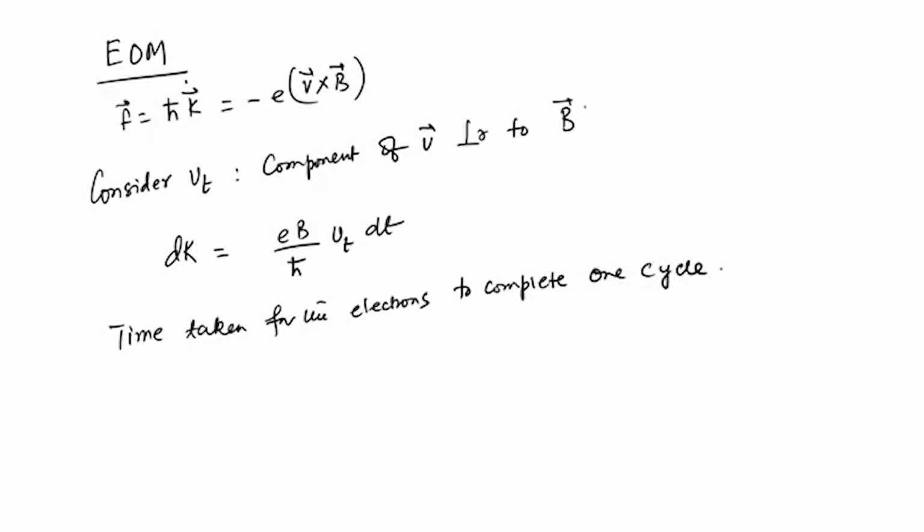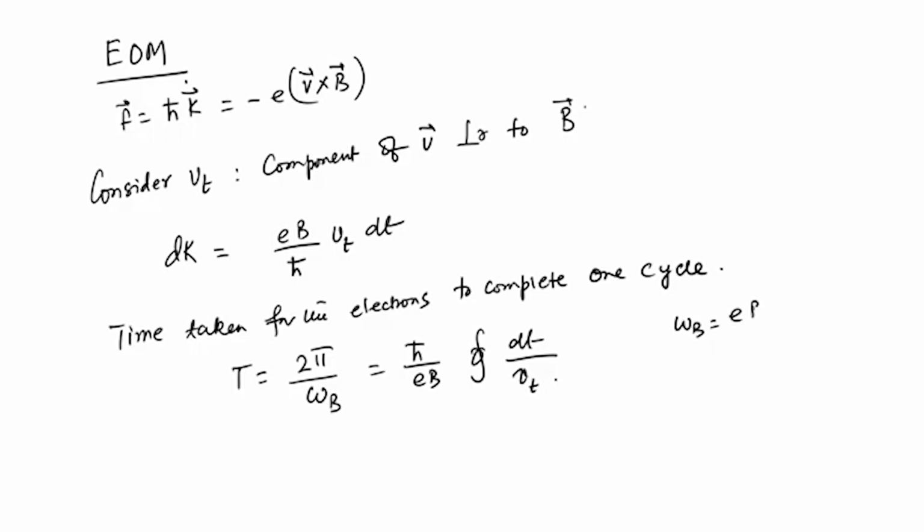And so the time taken for the electrons to complete one cycle is given as T equal to 2 pi over omega_B, and this is h cross over eB, and this is dk over v_t. And so omega_B of course is equal to eB over m, so there should be an m here, and this omega_B is called the cyclotron frequency.